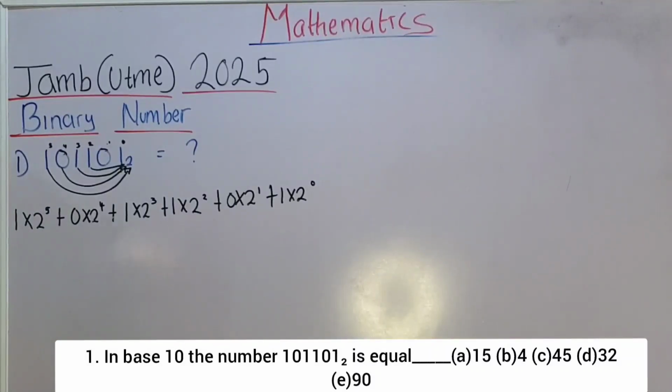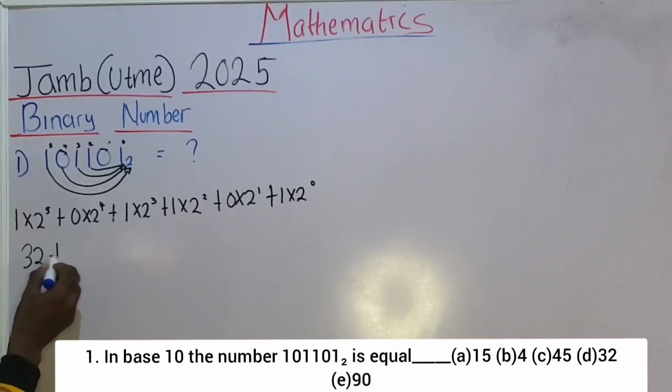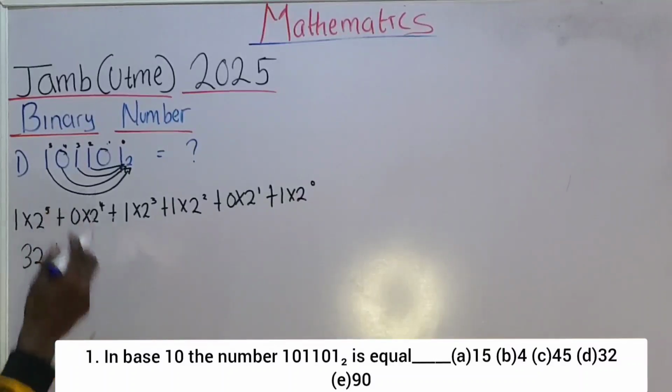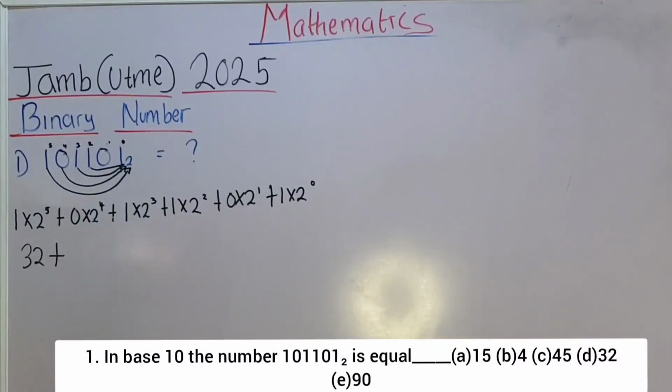And don't forget that when it comes to JAMB, your mechanical accuracy and your speed are very important, okay? So don't waste time on this kind of question. Just proceed. 2 raised to the power of 5 is 32, okay? So here I'm going to have 32 plus 0 times 2 raised to the power of 4. 2 raised to the power of 4 is what? 16, yes? 0 times 16 is 0. So this one is eliminated. 1 times 2 raised to the power of 3. 2 raised to the power of 3 is 8. So you have 8 plus 1 times 2 raised to the power of 2, that is 4.